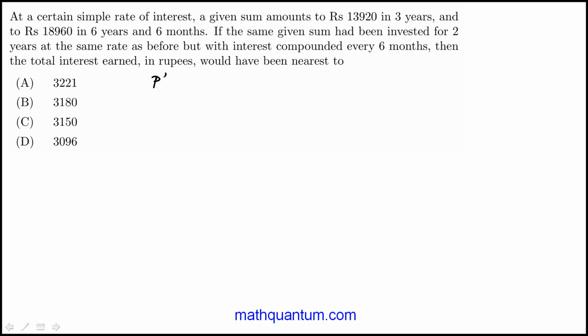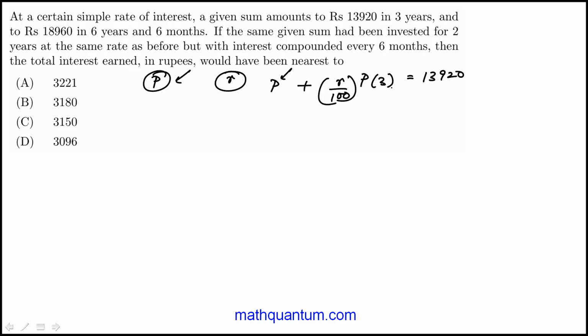So I'll use the letter P for the principal and R for the interest. So we'll set up these equations for the simple rate of interest. So the total amount would be the beginning principal plus the interest that you would earn on that principal, simple interest, in 3 years. And that's given to us as 13,920.